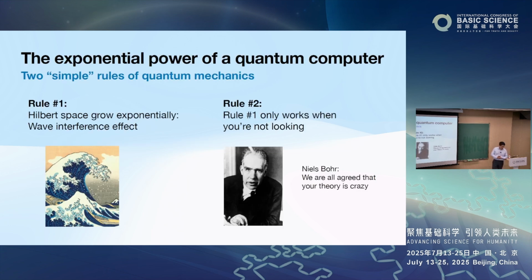I always like to introduce with this slide. We say that a quantum computer can potentially have exponential power. This actually arises from two relatively simple rules of quantum mechanics. Rule number one says that the Hilbert space scales exponentially with, for example, the number of constituents, such as spins. This is essentially a wave interference effect because we have to describe the probabilities with complex amplitudes. And rule number two says that rule number one only works when you're not looking.